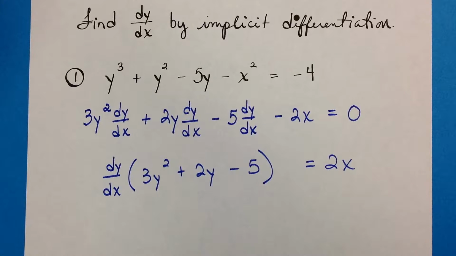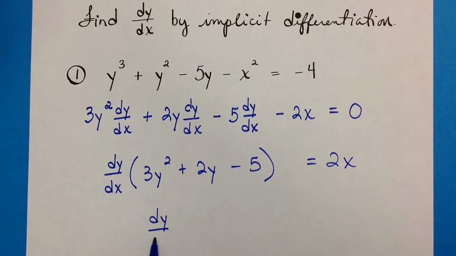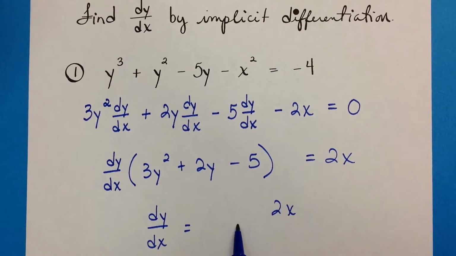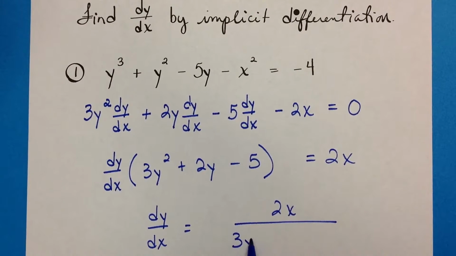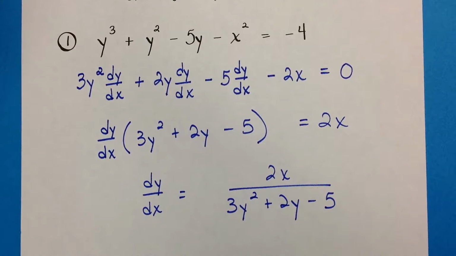So step 4 is to solve for dy/dx. So in other words, I want dy/dx on one side by itself. That would require that I divide both sides by the set of parentheses. So that would leave me with dy/dx is equal to 2x divided by 3y squared plus 2y minus 5. So that would be your answer.